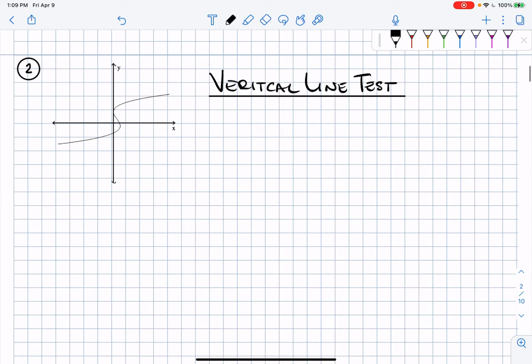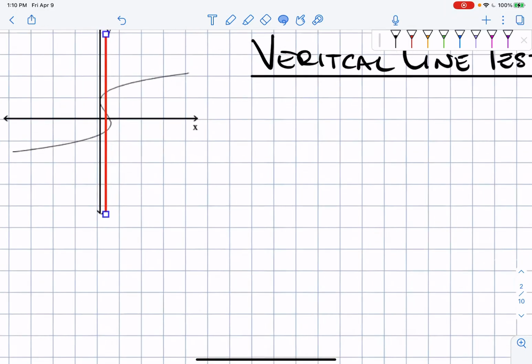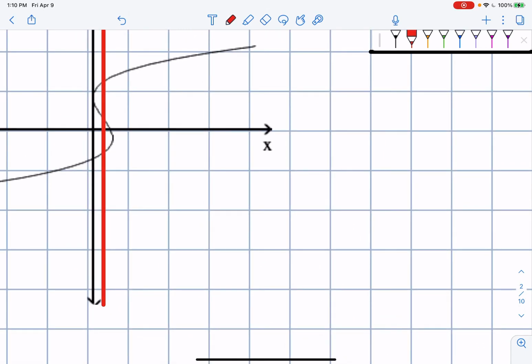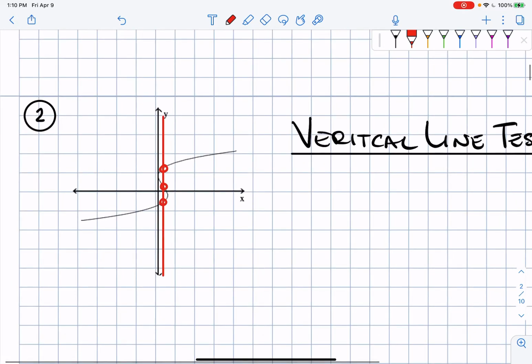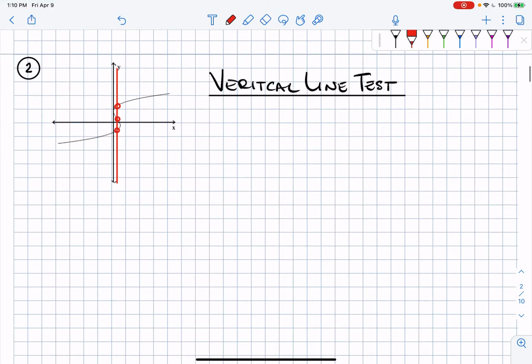Number 2. The vertical line test. Okay, so the vertical line test says if I take the vertical line and I run it along this graph, if it crosses more than once, like right here, it crosses plenty of times, right? It's going to cross here, here, and here. If it crosses more than once, that means that graph is not a function. So, not a function. Okay? And that's going to be choice B.